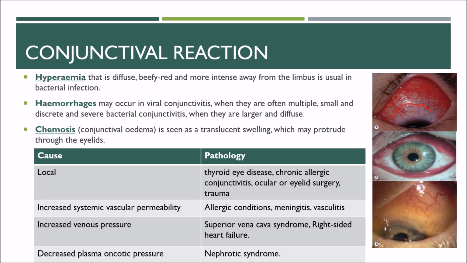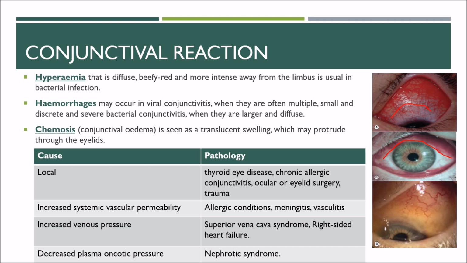Next are hemorrhages, which may occur in viral conjunctivitis when they are often multiple, small and discrete, or petechial, and severe bacterial conjunctivitis when they are large and diffuse, as they are shown in this picture, large and diffuse hemorrhage, which is suggestive of a bacterial infection. Chemosis or conjunctival edema is seen as a translucent swelling which may protrude through the eyelids.